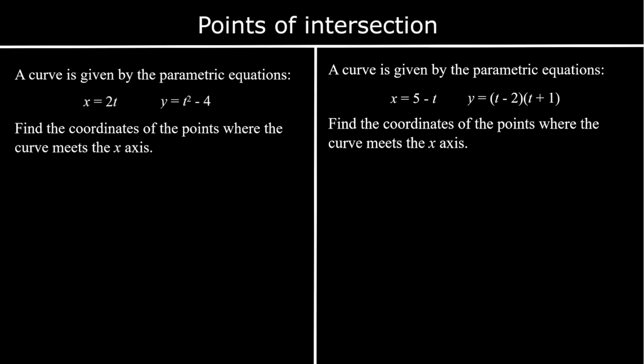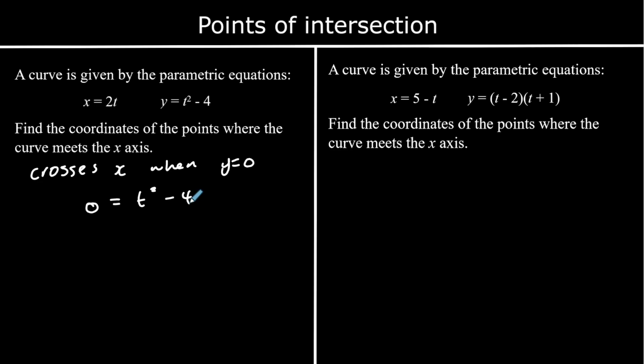The first question here says a curve is given by the parametric equations x equals 2t and y equals t squared minus 4. Find the coordinates of the points where the curve meets the x-axis. So it meets the x-axis when y equals 0. So it always crosses x when y equals 0. So let's make y equal to 0. So 0 equals t squared minus 4.